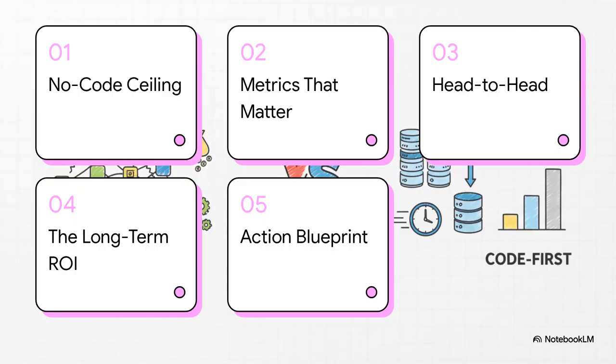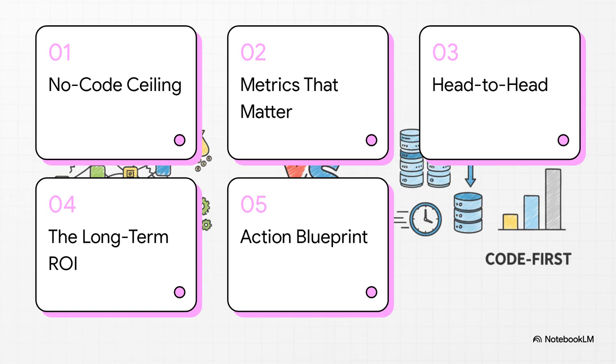So, here's our plan. First, we're going to talk about what I call the no-code ceiling. Then, we'll get into the metrics that really matter for your bottom line. After that, we're going to do a direct head-to-head showdown on the costs. We'll look at the long-term win, the ROI, and then we'll wrap it all up with a blueprint you can actually use.